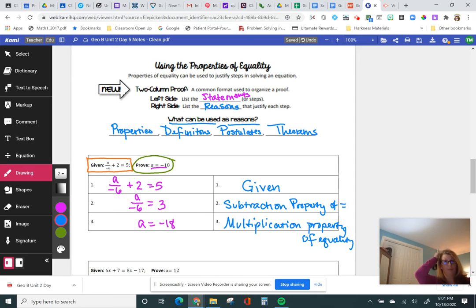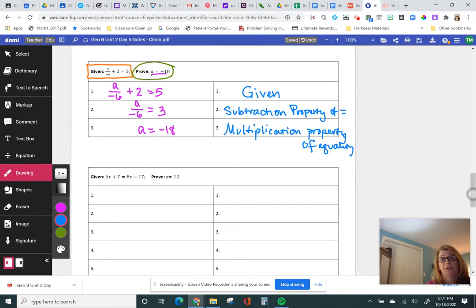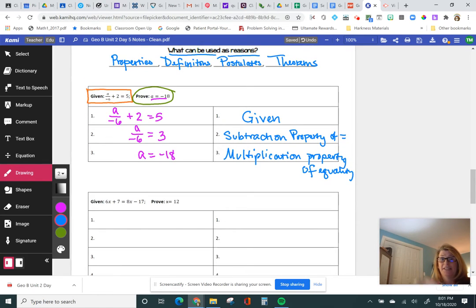And we're done. We've done what they've asked us to do. They gave us a statement and we ended with the right conclusion. All right. If you didn't get -18 at the end, you should probably go check your math. Okay. Let's look at this one. So the next one, again, starts with a given statement.